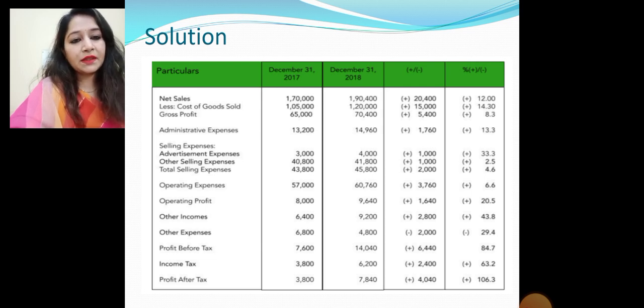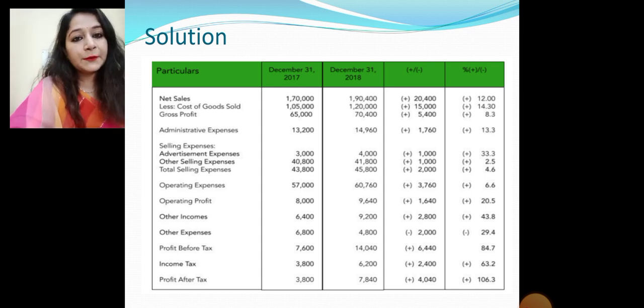Next is other expenses. Other expenses is 6,800 and current year is 4,800. So there is a negative difference, that is 2,000, and the percentage is 29.4%. Next, total of profit less the expenses, then the balance will be profit before tax. That is previous year 7,600, current year 14,040. The change is positive 6,440 and the percentage is 84.7%.